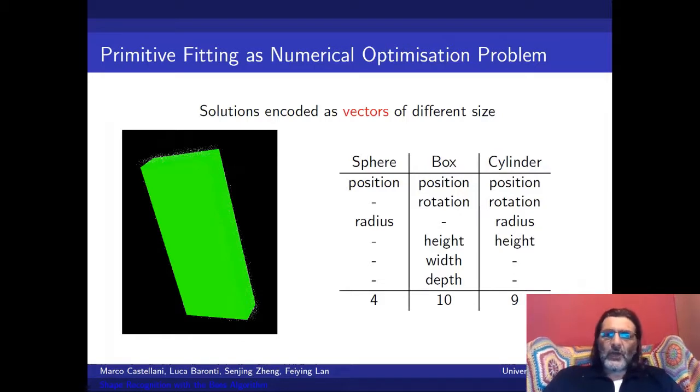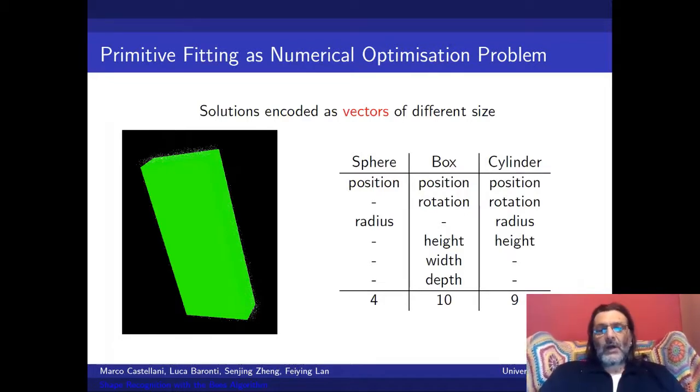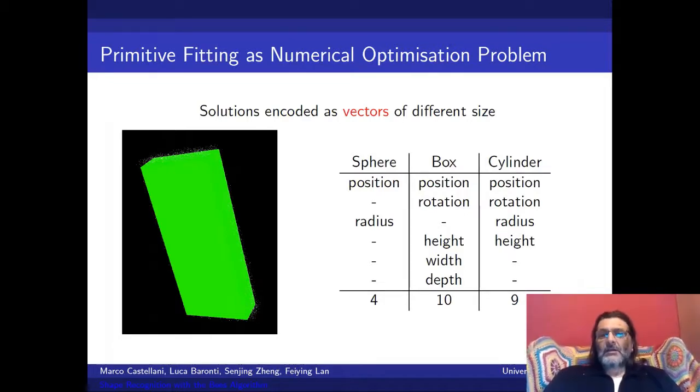In this case, different shapes can be encoded using different numbers of parameters. So we can't have just one BEAS algorithm, we need three BEAS algorithms in parallel, each one trying to fit a particular shape to the scene, to the point cloud. In this case we just studied three cases: sphere, box, and cylinder.